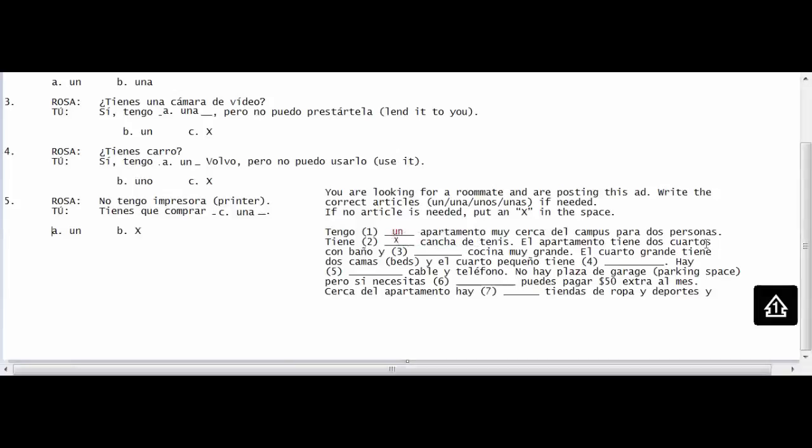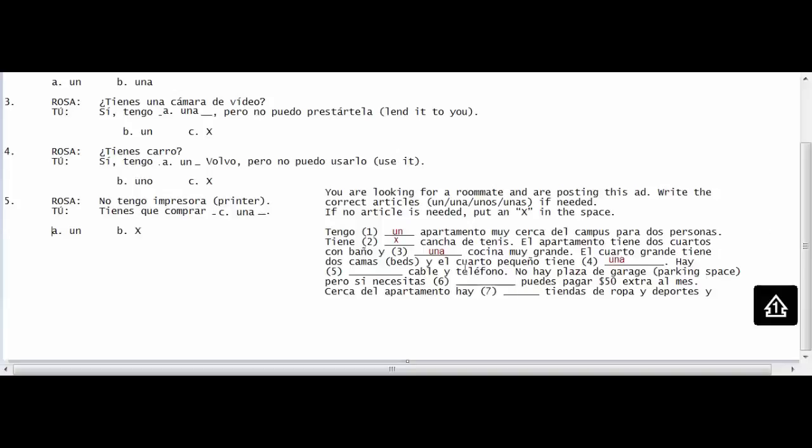El apartamento tiene 2 cuartos con baño y cocina muy grande. We're going to make it agree with cocina, and because it's muy grande, we're going to put the una in. El cuarto grande tiene 2 camas y un cuarto pequeño tiene, we're talking about camas here, so we would put una. That's the place it's replacing. So we're saying the large room has 2 beds and the small room has 1. And we're using it as a pronoun here.